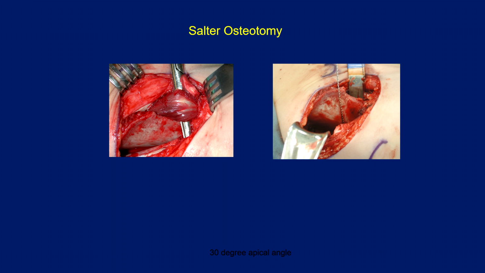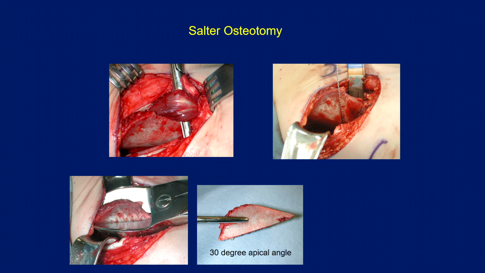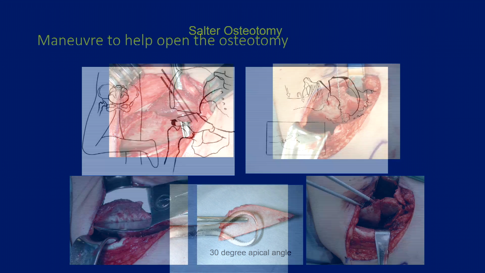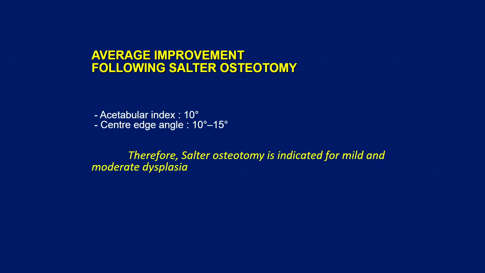You cut the iliopsoas, you take here that's the Gigli saw that is always used. You take a triangular piece of bone graft from the iliac crest, which is this, and then you put it in the osteotomy site and you hold it. Always threaded K-wires, never smooth K-wires. And you use this maneuver to anteriorly displace the cut. It's used for mild type only of dysplasia.